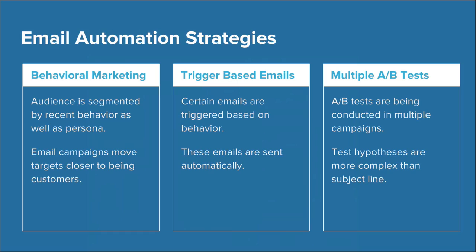We do this with trigger-based emails. Like I said, certain emails will be sent based on behavior. It obviously happens automatically. And we're usually running multiple A/B tests in this stage. So throughout multiple campaigns, we'll be testing a couple different things. And our test hypotheses are usually more complex than just the subject line.